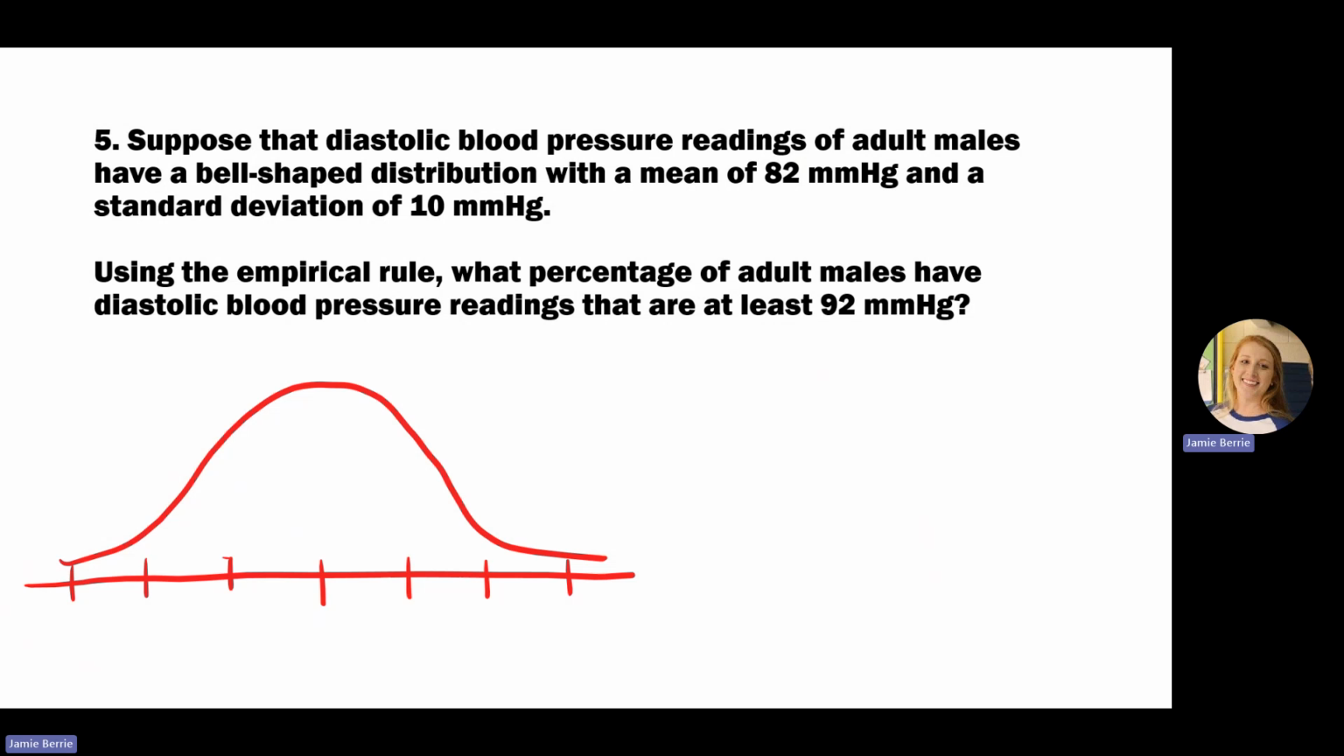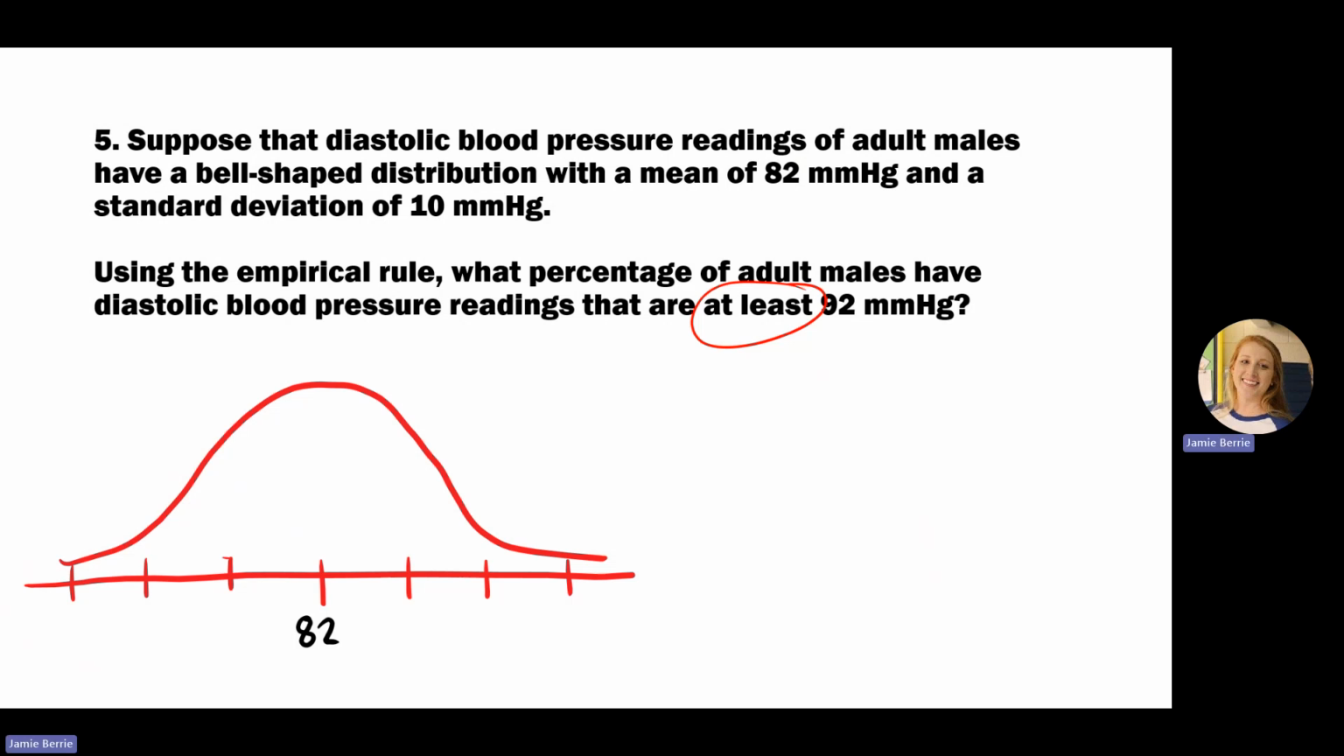Put 82 in the middle. It says, using the empirical rule, what percentage of adult males have diastolic blood pressure readings that are at least, what does at least mean? If I tell you I've got at least $20 in my pocket, I've got 20 or more, right? So that's going to be 92 or more. At least 92 millimeters of mercury.